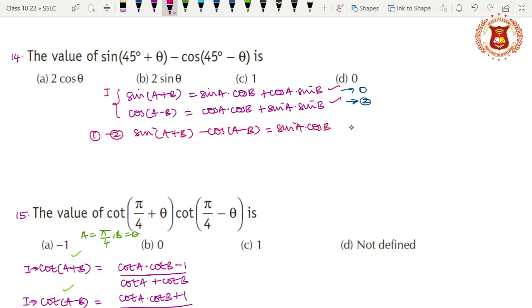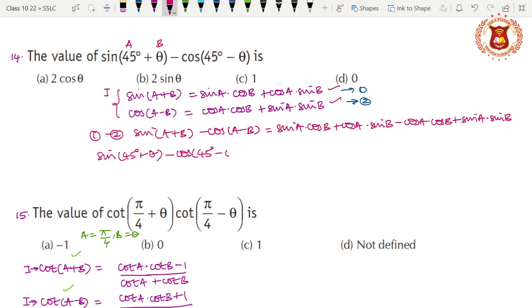This and this I subtract here: plus cos a sin b, minus cos a into cos b, plus sin a into sin b. Now let us put a is equal to 45 degree here and b is equal to theta here. Therefore, I will get sine of 45 degree plus theta, with b as theta here, minus cos of 45 degree minus theta.